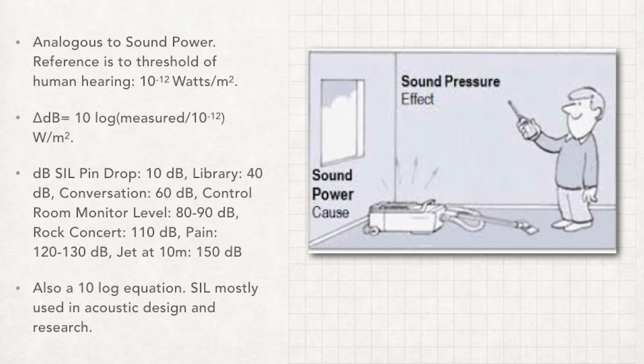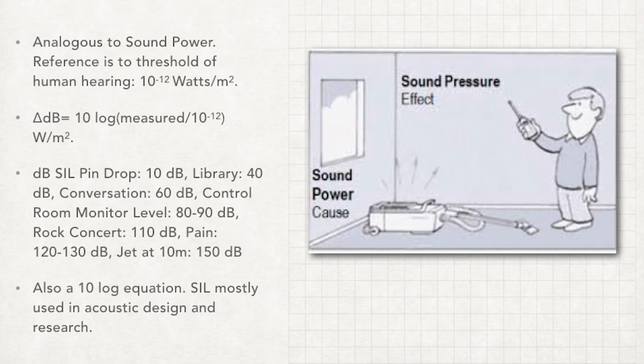What's a good way to have a reference for this? The drop of a pin is about 10 dB SIL. A typical library, about 40 dB. Typical conversation, about 60 dB. Control room monitor level when you're mixing at a pretty decent level, 80 to 90 dB. Your average rock concert, about 110 dB, which is 0.1 watts per meter squared. Threshold of pain is about 120 to 130 dB.